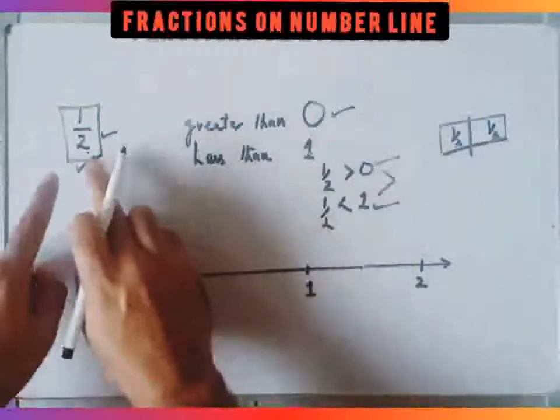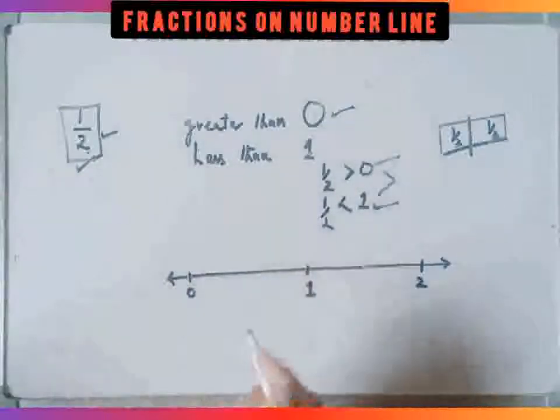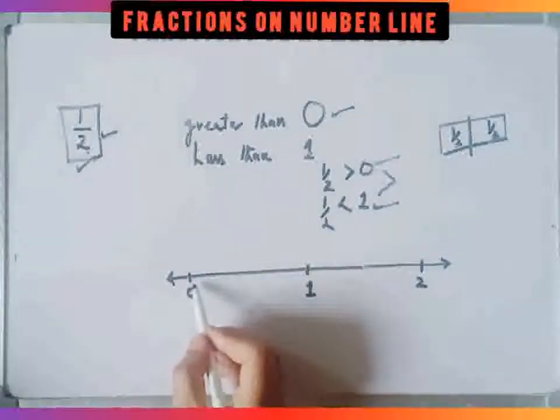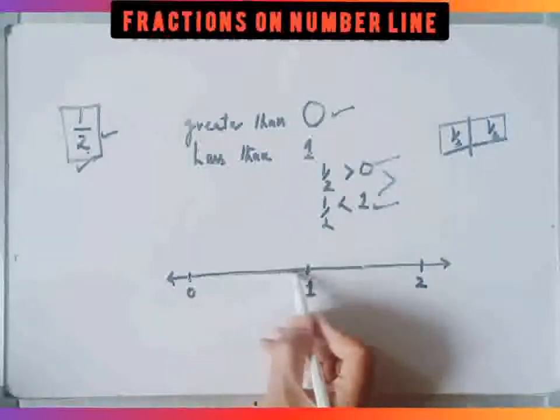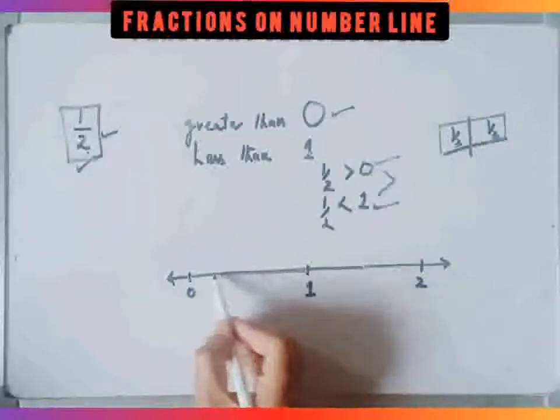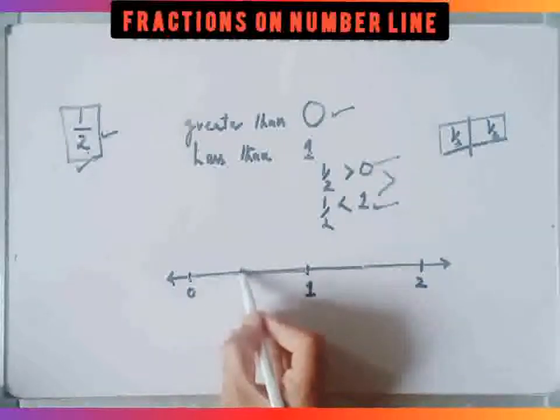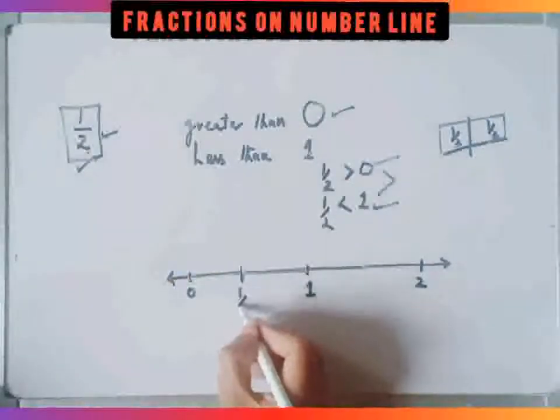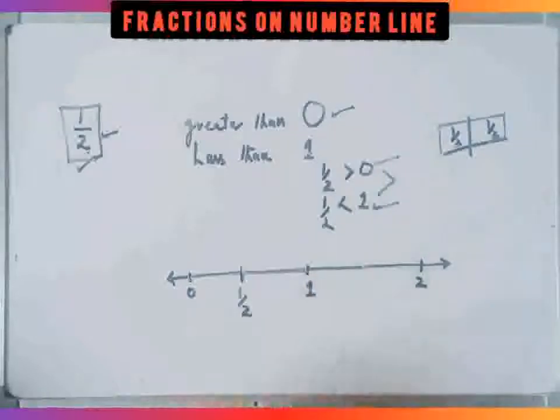So in order to represent this 1/2, what we have to do is divide this distance from 0 to 1 into two equal parts. So I will divide here, okay? The number at this point will be 1/2. So this is how we represent 1/2 on a number line.